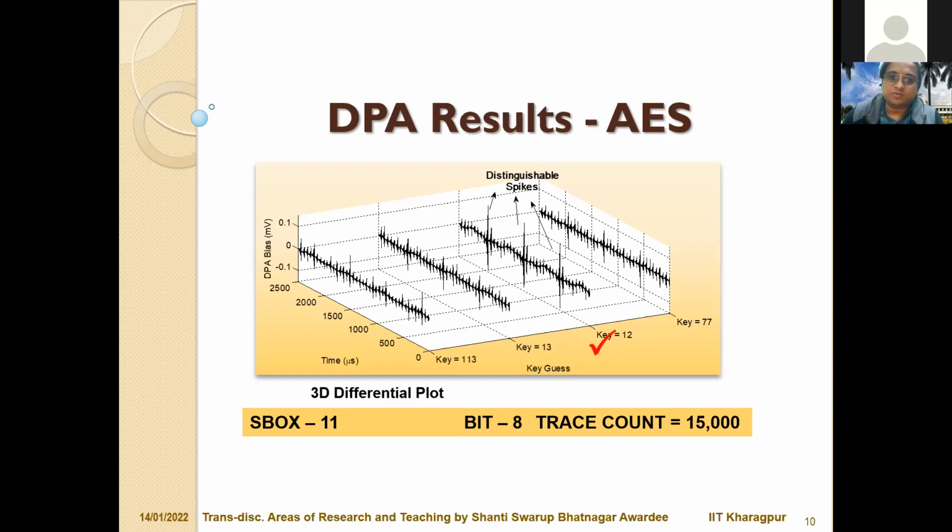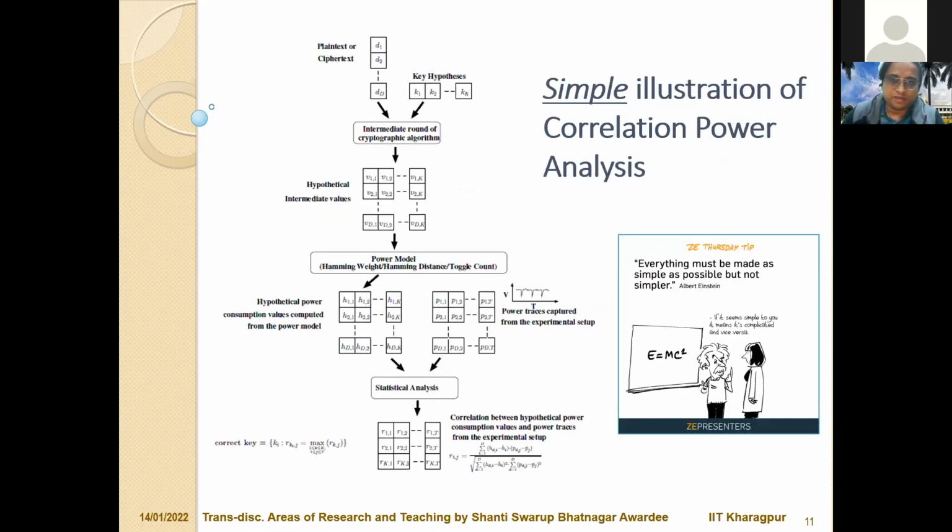And that is probably more than the number of particles in this universe. So a brute force search will not work, but a side channel attack, because of its nature or because of its efficiency, can recover the secret key in a very, very practical manner.